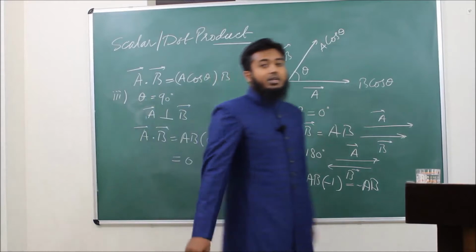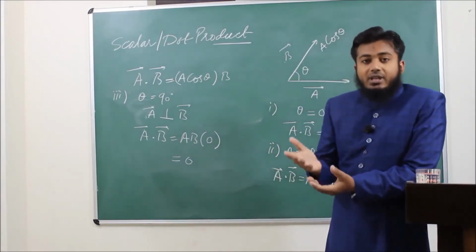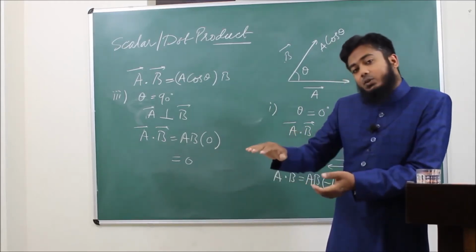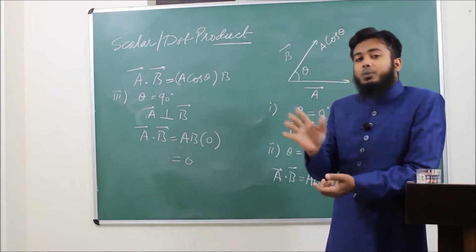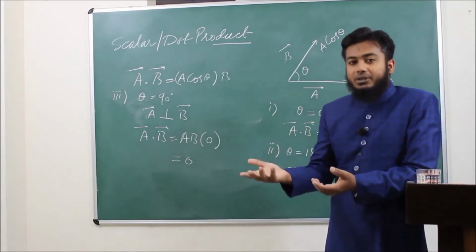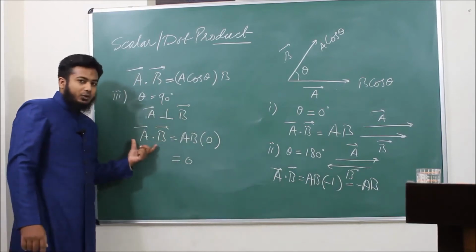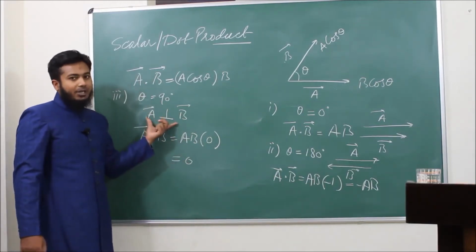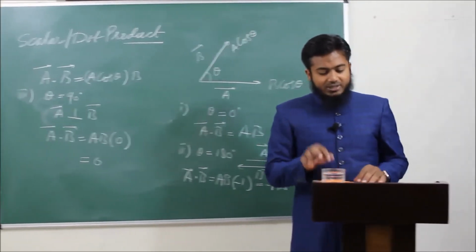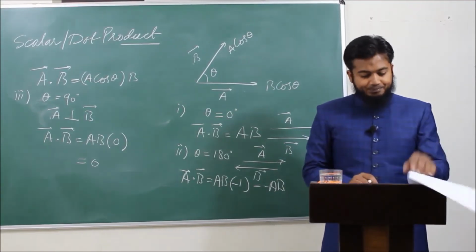So A dot B is 0, and this is a very important case that says that if the two vectors are perpendicular, then their dot product will be 0. And it is true conversely also, that if the dot product of two vectors is 0, then certainly the vectors are perpendicular. So it is also the condition of two vectors being perpendicular. If the dot product of two vectors is 0, then the vectors are perpendicular. And if the vectors are perpendicular, then the dot product will be 0. So these are some cases associated with the scalar or dot product.